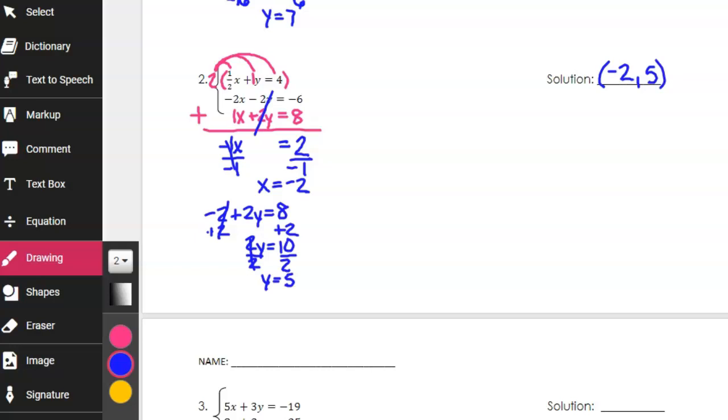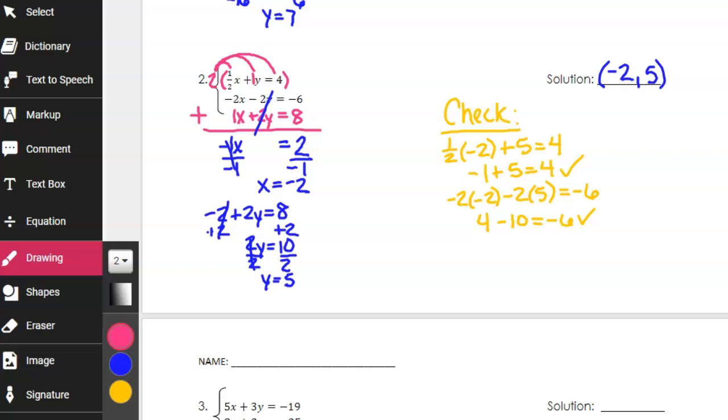pause the video and substitute your answers back in to make sure that your solution is correct. Pause your video. So when you substitute -2 for x and 5 for y, in each equation you end up with true statements. So -2, 5 is your solution to the system of linear equations.